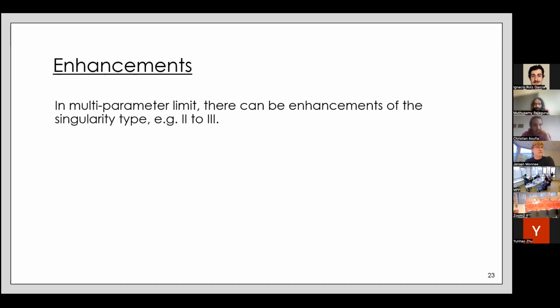Right, so if you have a multi-parameter moduli space, you have multiple saxions, you could imagine that when you send the first saxion to infinity, you realize a type 2 limit, but when you send two saxions to infinity, you realize a type 3 limit. What is then the interpretation? Is it some emergent string? Is it a decompactification?